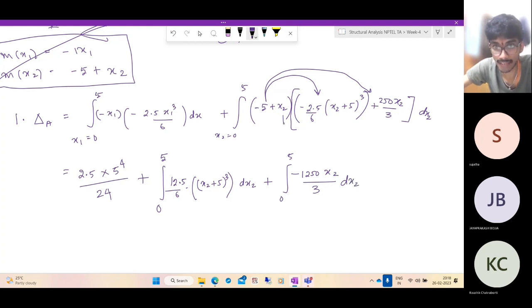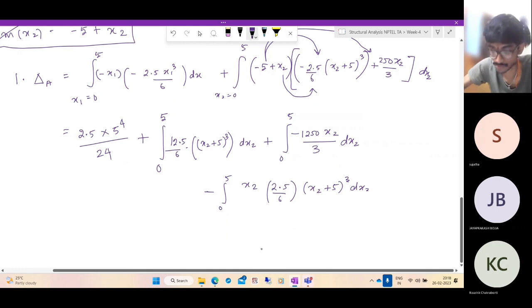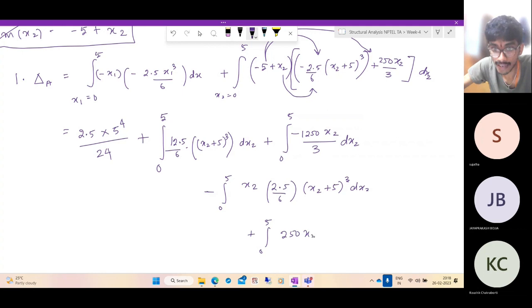And the third term is x2 multiplied by this. So the third term is also minus integral 0 to 5 x2 multiplied by 2.5 x2 plus 5 the whole cube dx2. And the last term is plus into plus, 250 x2 square by 3 dx2.